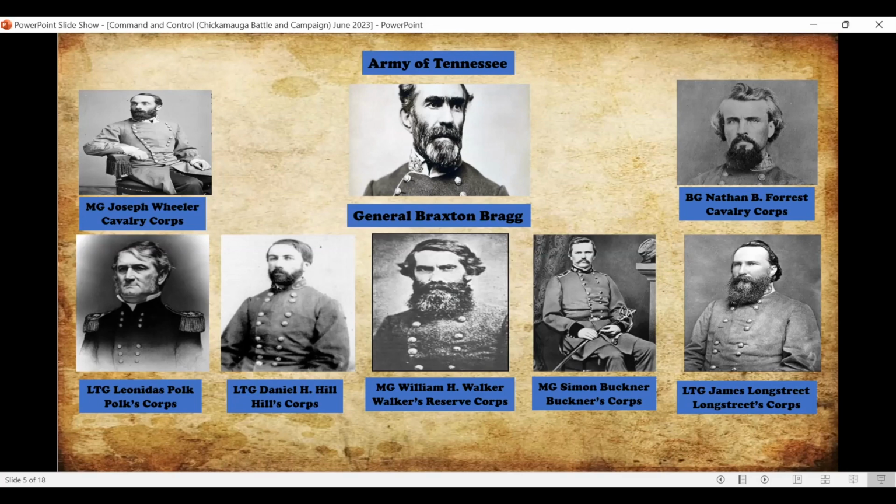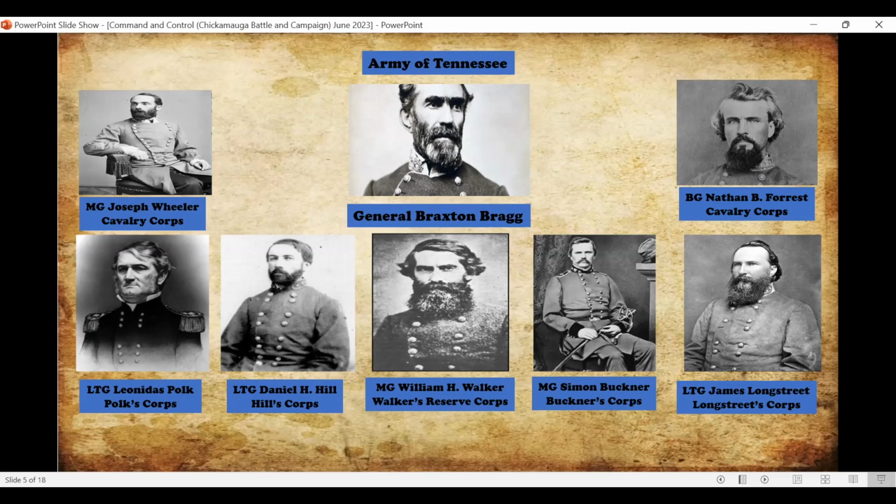Daniel Hill, D.H. Hill, you're certainly familiar with from Robert E. Lee's operations. William Walker, Reserve Corps. Simon Buckner had come down from Knoxville to join Bragg's army. He had been up there in East Tennessee. And of course, James Longstreet coming down from Virginia with Lafayette McLaws' division, as well as John Bell Hood, though he was wounded at Gettysburg, as you know, and would be wounded again at Chickamauga, losing his right leg.